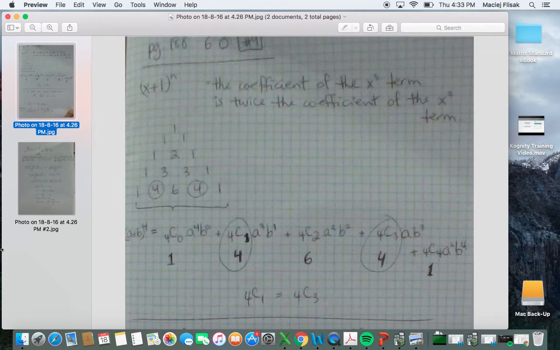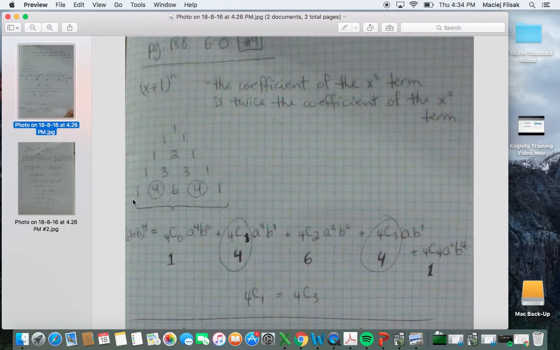Hi, this will be a tutorial on page 188, 6.0, question 9. In that question you had a binomial (x + 1) to the nth power. The exponent is unknown. We don't know how big the expansion will be. The question says the coefficient of the x cubed term is twice the coefficient of the x squared term.